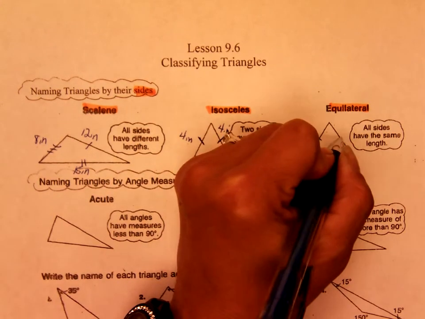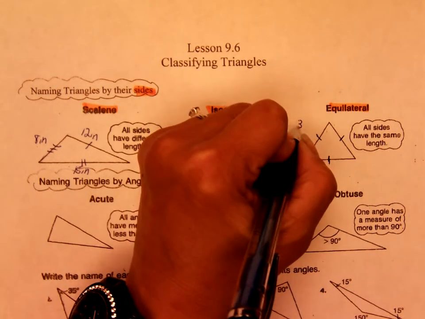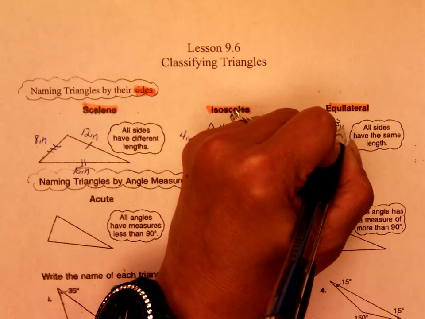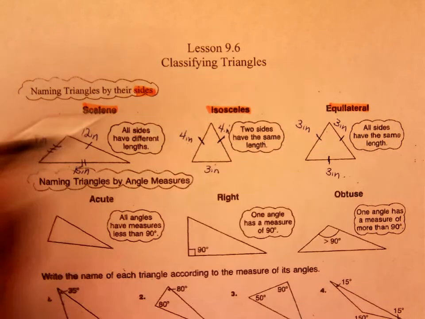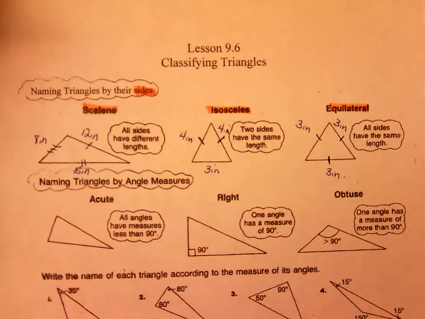Equilateral, if you use tick marks, you'll see one tick mark looking like this, and you will see that every single one of these measurements would be the same. So that's classifying by their side: scalene, isosceles, and equilateral.